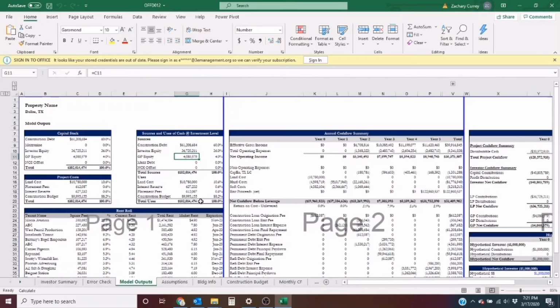For acquisitions, on the uses side, you'll have acquisition cost, and you'll additionally have renovation costs in some scenarios. Other uses might include fees/transaction costs, so fees and costs incurred as a result of the acquisition that are not included in the total budget. An example of this again is the debt placement fees.